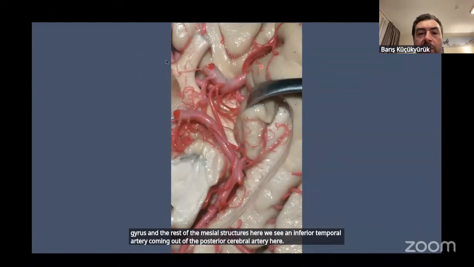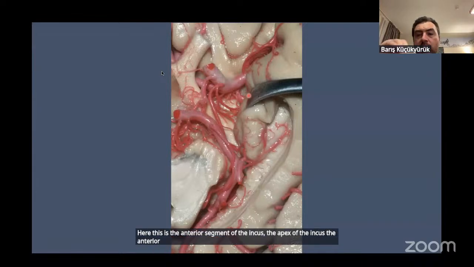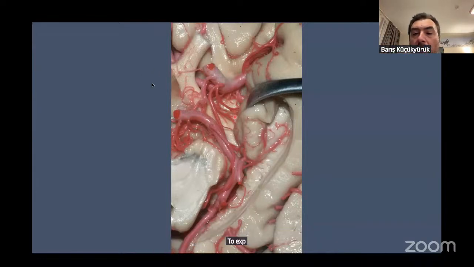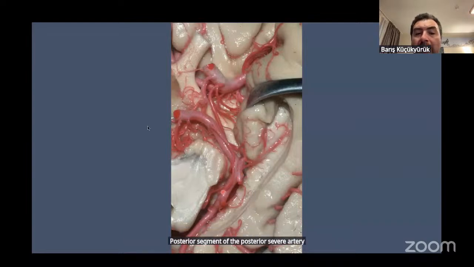Here, this is the anterior segment of the uncus, the apex of the uncus. The anterior segment of the uncus is retracted to expose the anterior choroidal artery here. And then we see the P1 and basically the P2A segment of the posterior cerebral artery, which courses in the crural cistern next to the posterior segment of the uncus. The P2 posterior segment of the posterior cerebral artery courses in the ambient cistern between the mesencephalon and the hippocampus.